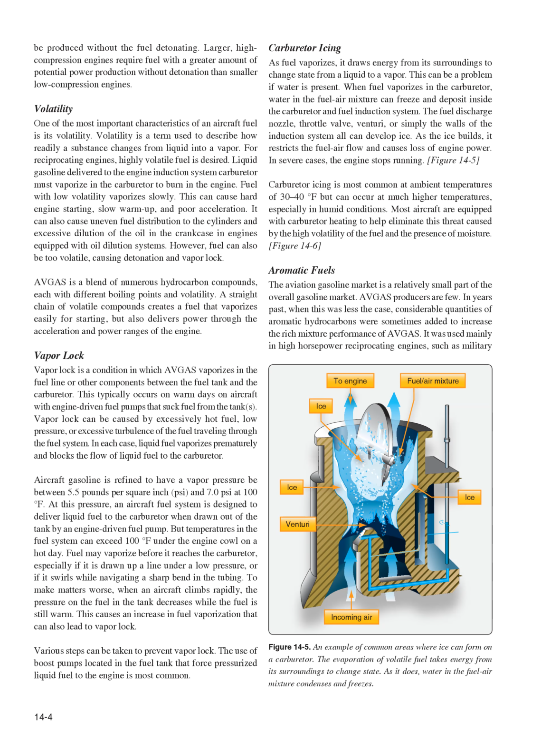To make matters worse, when an aircraft climbs rapidly, the pressure on the fuel in the tank decreases while the fuel is still warm. This causes an increase in fuel vaporization that can also lead to vapor lock. Various steps can be taken to prevent vapor lock. The use of boost pumps located in the fuel tank that force pressurized liquid fuel to the engine is most common. Carburetor icing. As fuel vaporizes, it draws energy from its surroundings to change state from a liquid to a vapor. This can be a problem if water is present. When fuel vaporizes in the carburetor, water in the fuel-air mixture can freeze and deposit inside the carburetor and fuel induction system.